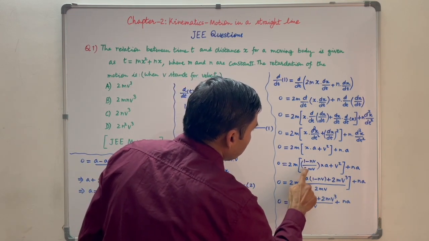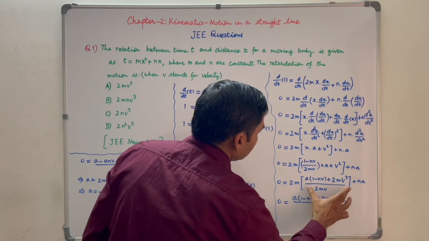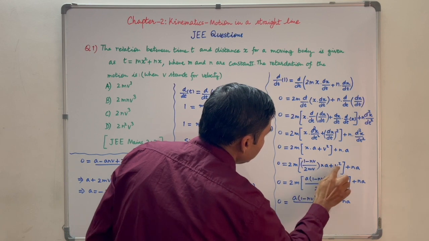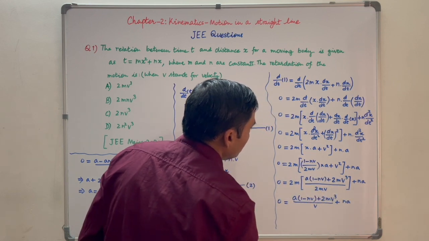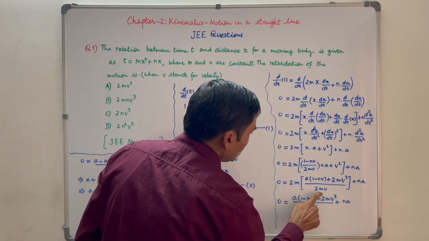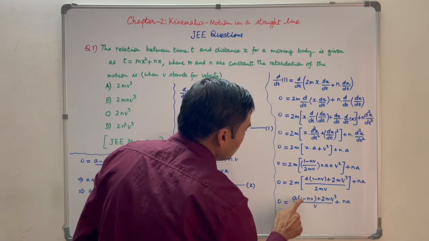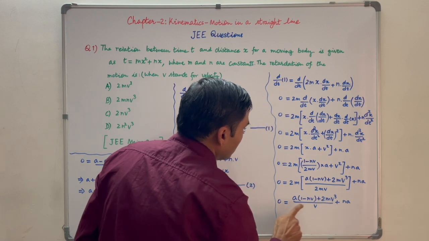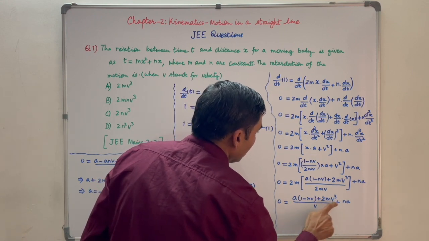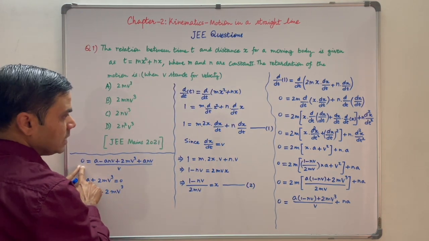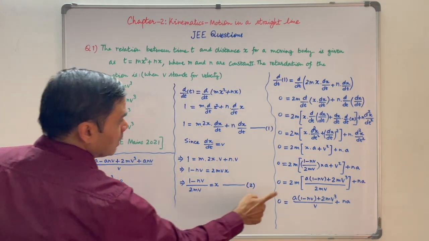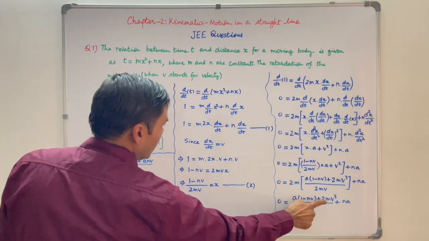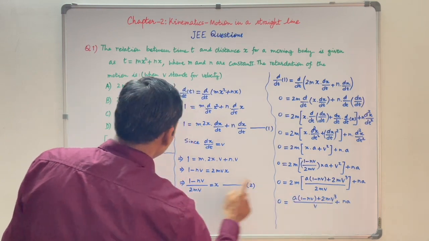Now take LCM as 2mv inside the bracket. So it will be a into 1 minus nv plus 2mv into v square, meaning 2mv cube. Now cancel out 2m and 2m here. So it will be a into 1 minus nv plus 2mv cube upon v, plus na. Now take LCM as v of this whole. So it will become 0 is equal to a into 1 minus nv. When you open the bracket, it will be a minus anv plus 2mv cube plus anv.